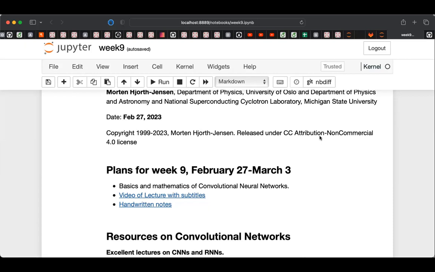So the basic mathematics which we discussed last week, let us try to repeat some of these elements. And then we are going to go back to the whiteboard and look at the type of hyperparameters which we have in the setup of a convolutional neural network and the basic structures of convolutional neural networks.